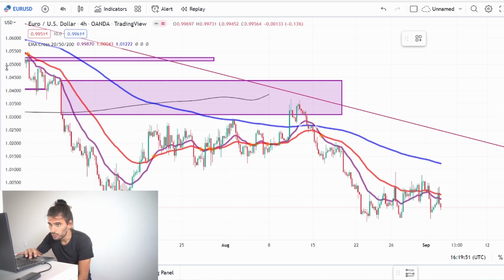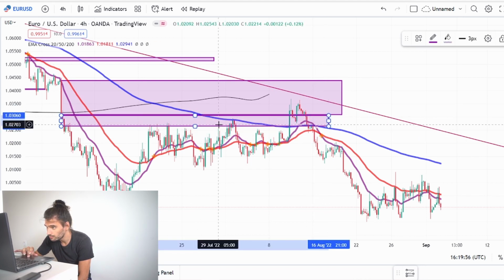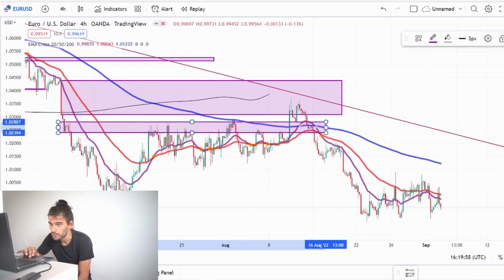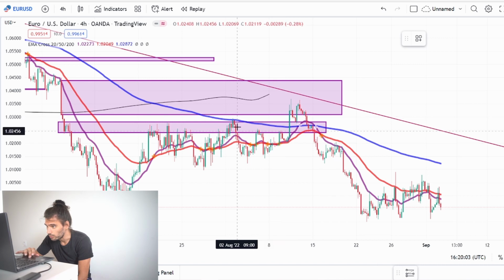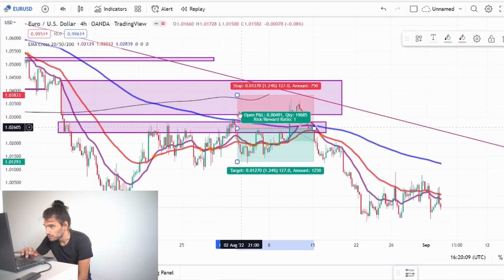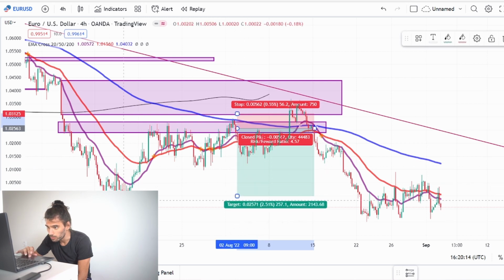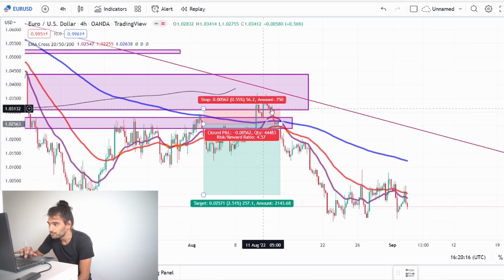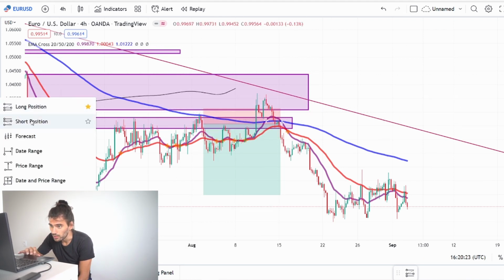Because if we take a look at the support area right here, this one, which then turned out to be a resistance area, some people probably entered here to short somewhere around here. Once the market came to this area, they entered around here, with a stop loss slightly above the high right here. Target was probably this area, and you can see the market went to the upside, which basically stopped all the people who entered here out of the trade and took all the money.